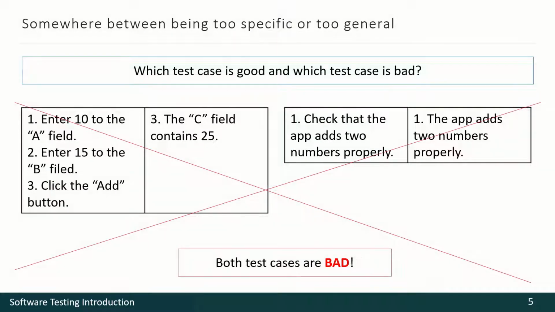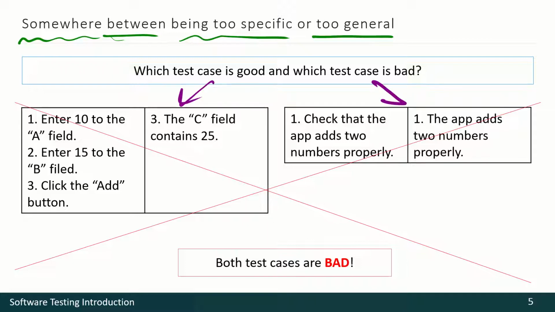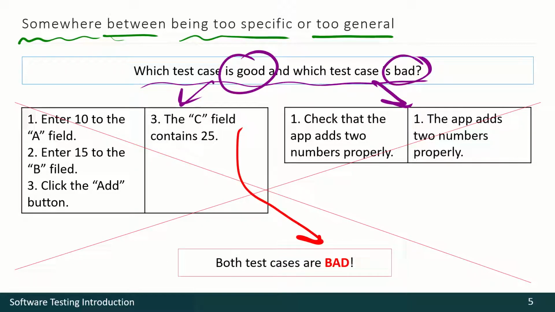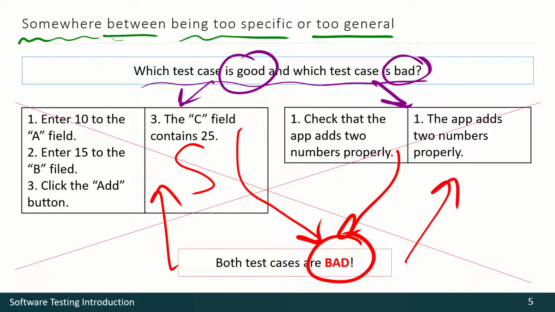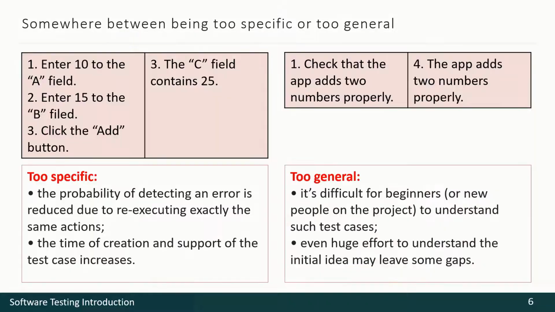The first idea is that a test case should be somewhere between being too specific or too general. If we are looking at the following test cases and asking which is bad or which is good, we may see that both of those test cases are bad, because this one is too specific and this one is too general. Why is it bad? Here we have a too specific and here a too general test case.